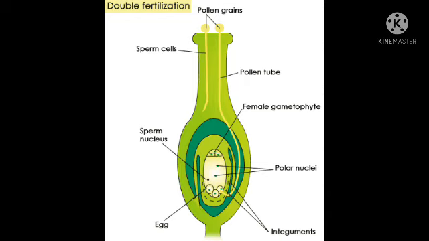One of them fuses with the female germ cell and forms a zygote, which grows into the baby plant, that is the embryo. The fusion is known as syngamy. The other male germ cell fuses with the two polar nuclei. The process is known as triple fusion. So in flowering plants, two fusions take place during fertilization. It is called double fertilization.